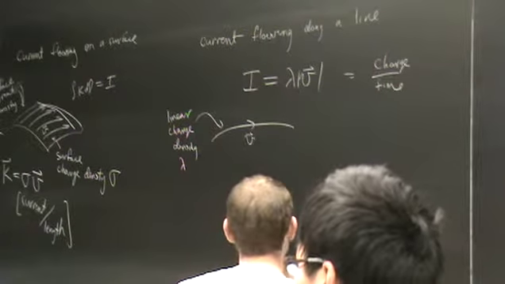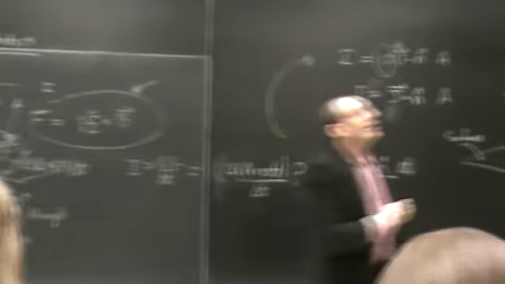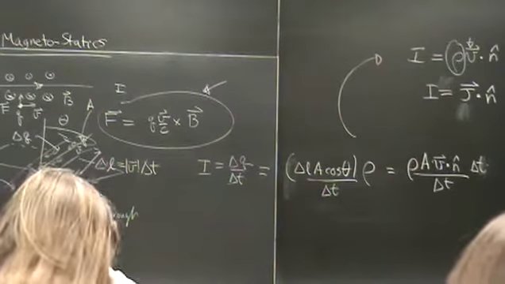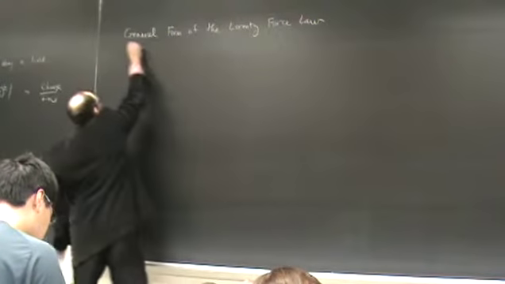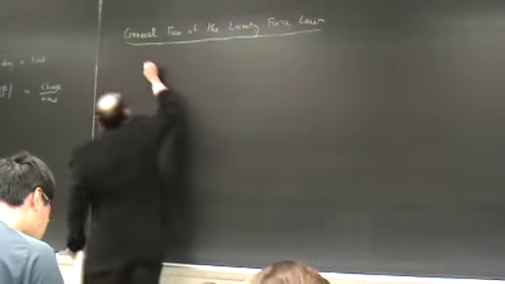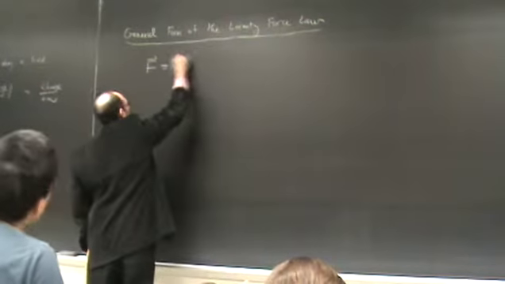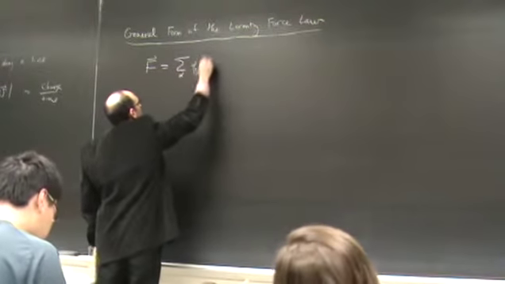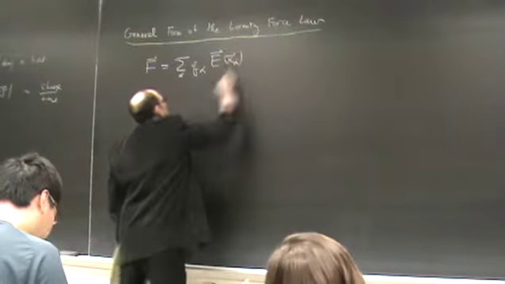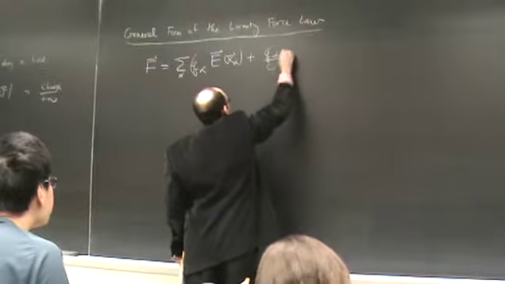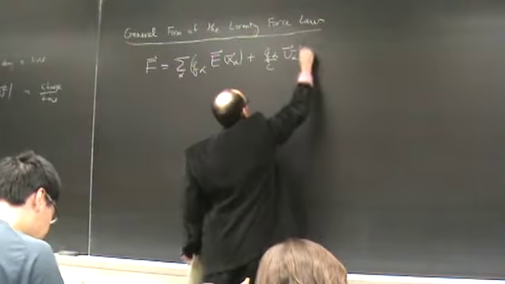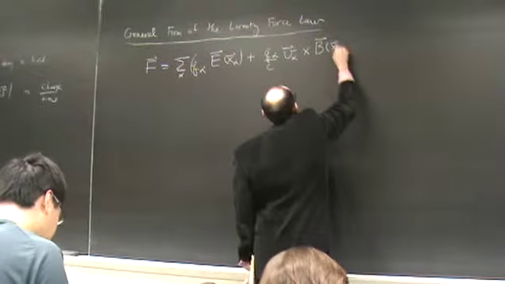So we can write a general form of the Lorentz force law, including both electric and magnetic forces. If I have some collection of charges, each charge feels a force depending on the local electric field at the position of the charge, plus the local magnetic field at the position of the charge, which depends on the local velocity of that charge.